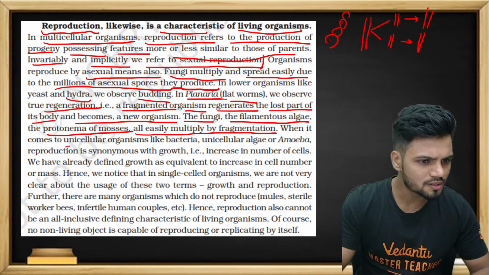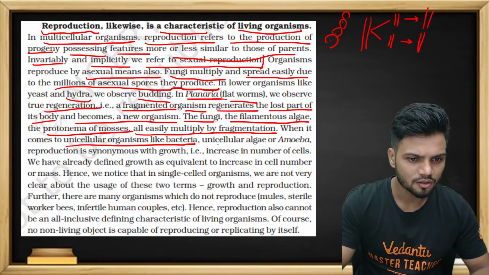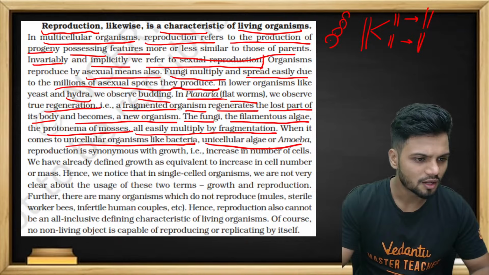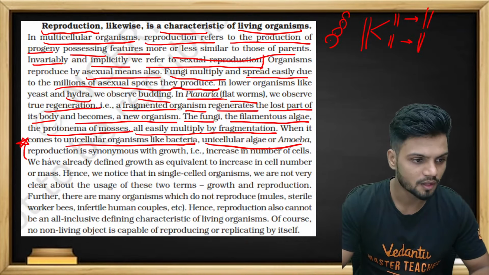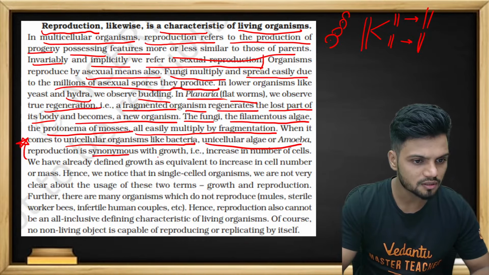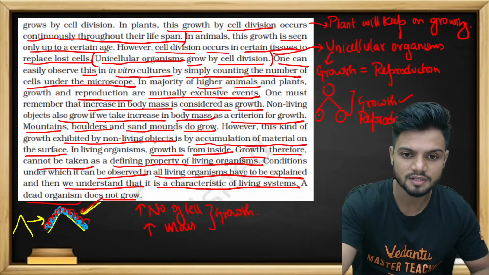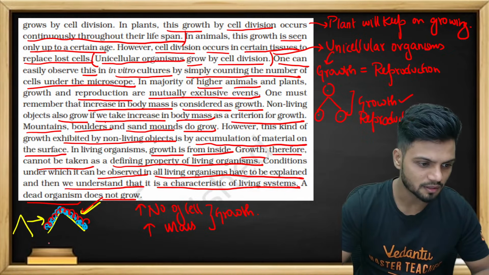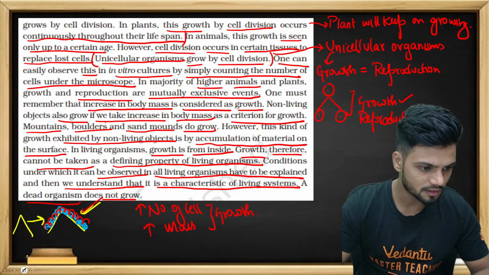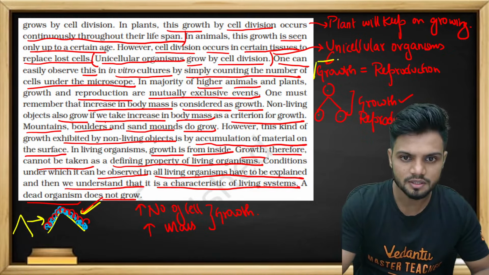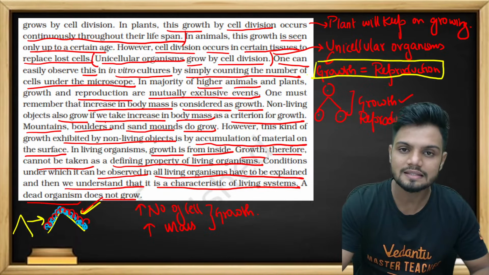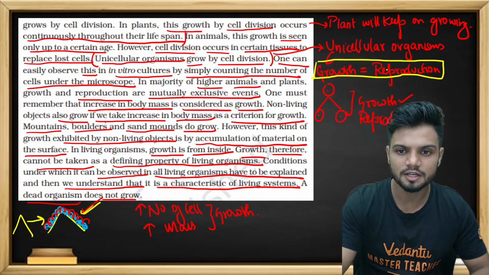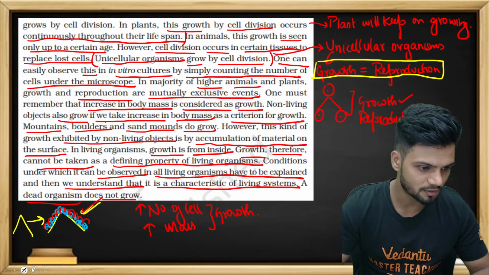It comes to unicellular organisms like bacteria, unicellular algae or amoeba. Reproduction is a very important line, multiple questions have come from here. Reproduction is synonymous with growth. What is the meaning of this? Growth equals reproduction. Growth and reproduction are the same in the case of unicellular organisms.